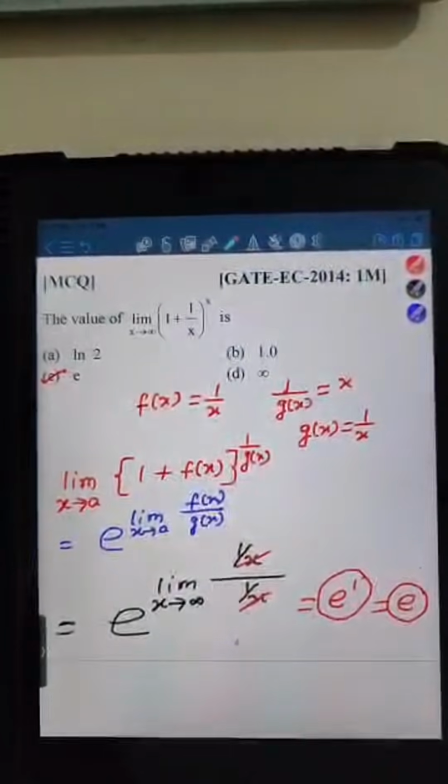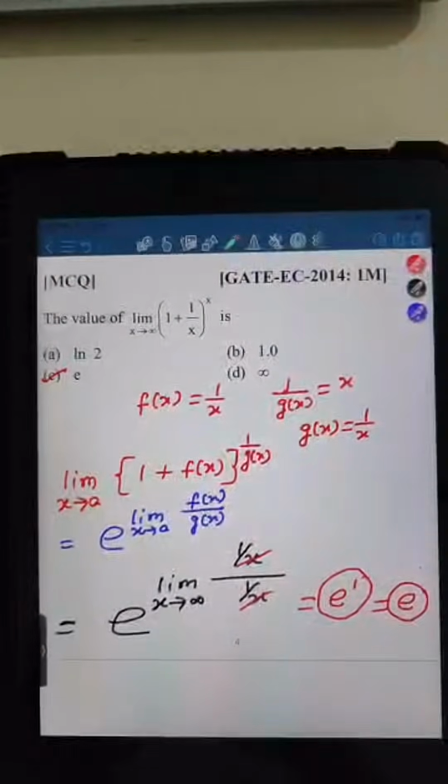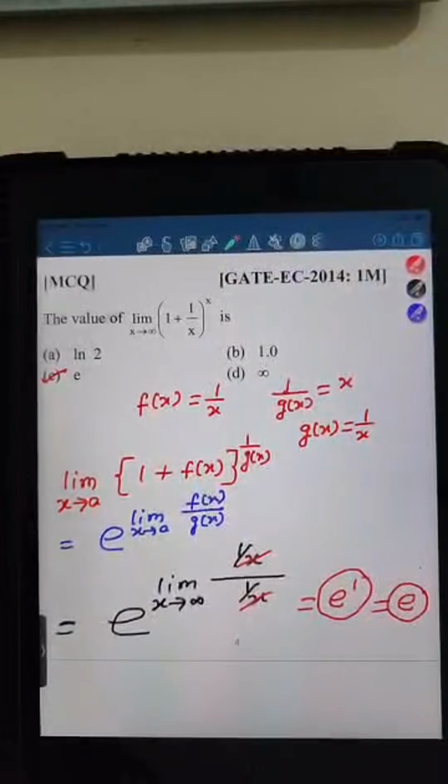This funda is very much important for GATE, because either they will ask a question on L'Hospital rule or this particular property, right? So you have to be thorough with this particular property of limits as well as L'Hospital rule. Okay. Vishal is telling option is C. Yes, Vishal, you are correct.